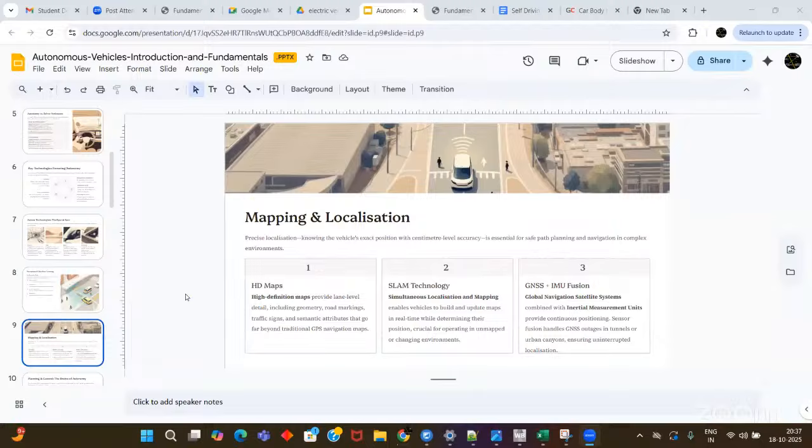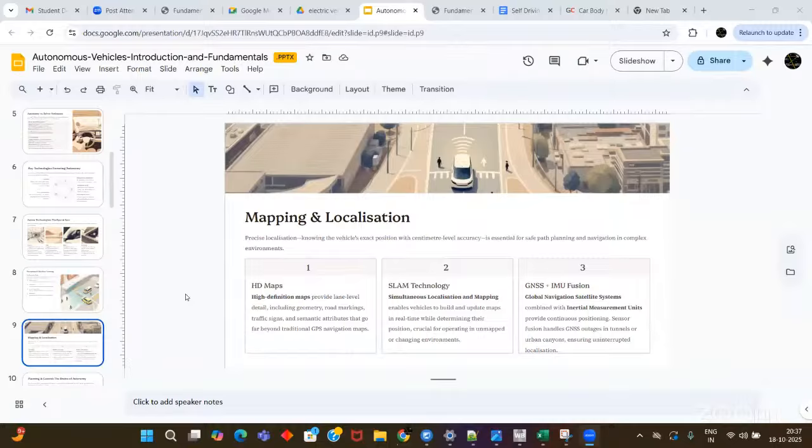So yeah, mapping and localization. Precise localization, knowing the vehicle's exact position with centimeter level accuracy, is essential for safe path planning and navigation in complex environments. If you want to plan your paths safely and work in complex environmental conditions, mapping and localization becomes a key parameter in operating the complete system. That is very much needed to operate in that fashion, so that is the reason.